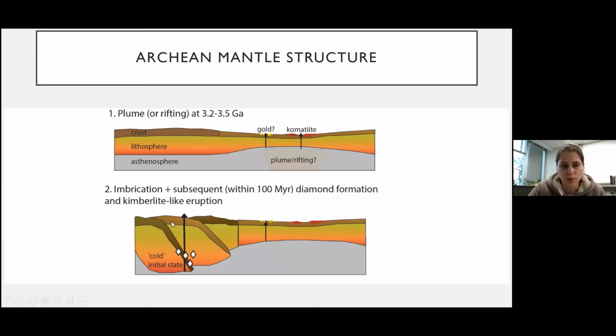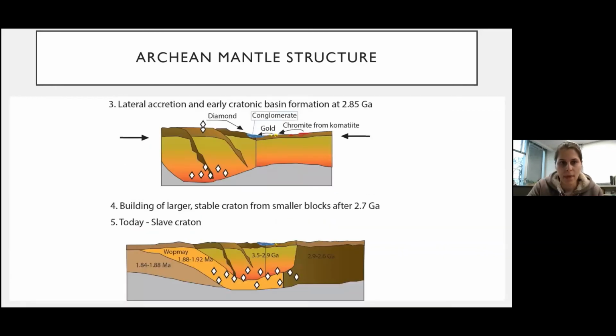And then shortly after, via imbrication or some form of local subduction, we would have formed these diamonds in a cold initial state. It doesn't necessarily have to have been fully equilibrated at that point, but at least we must have had a cold initial geotherm to form these diamonds. And then subsequently, these diamonds were brought to the Earth's surface by a type of kimberlite-like eruption.